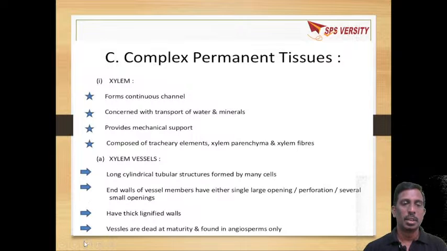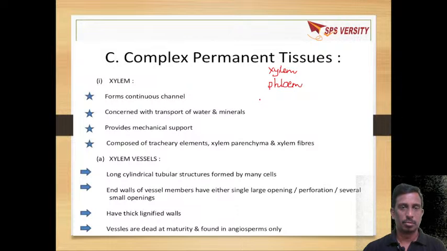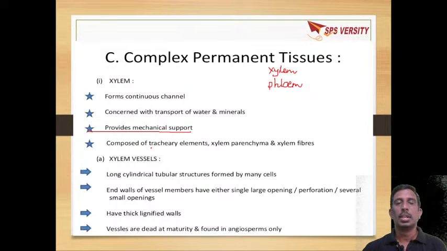So इसमें xylem और phloem come under complex permanent tissues. Xylem is meant for water conduction and phloem is meant for food conduction. Along with water conduction, xylem provides mechanical support. And xylem is made up of tracheary elements, xylem parenchyma and xylem fibers.